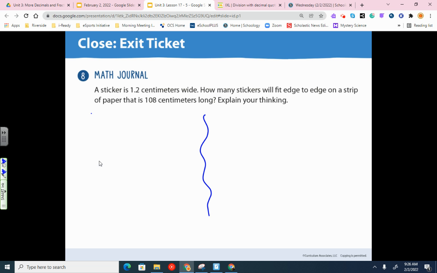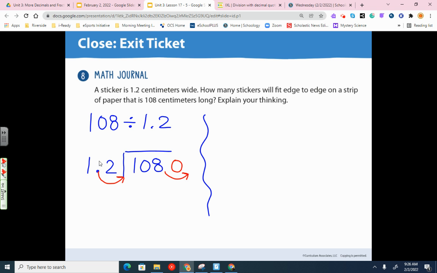So we have 108. We're dividing it by 1.2. Here's our 108. Here's our 1.2. You have to move the decimal over. For this, we move our invisible decimal and just add a 0. This causes us to have 12 into 1080.